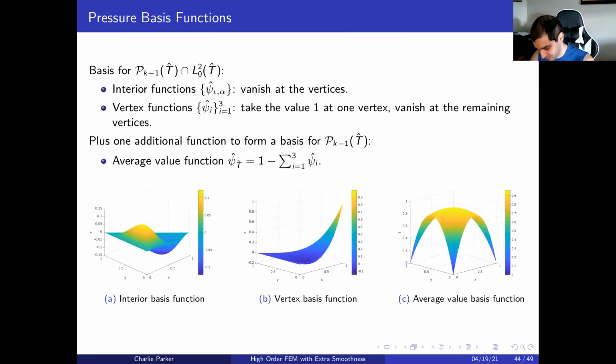Right, so now, how do you actually implement this method? The space is a little weird. You have continuity in the pressure at vertices, which is not usually what you see. And so basically we just partition the pressure basis functions as follows. You first have a basis for P_{k-1} of polynomials that have average 0. So you get interior functions and vertex functions, which look like these 2 functions down here at the bottom. And then you need one more function for a whole basis for P_{k-1} on the reference element, so you just take 1 minus the vertex functions.